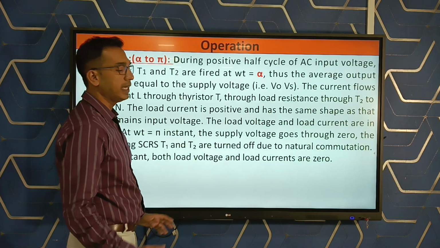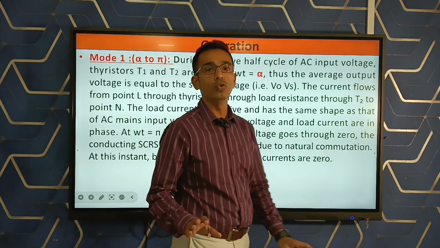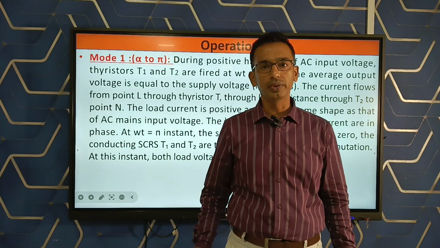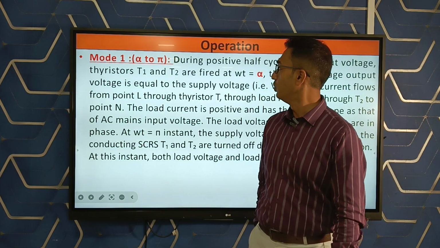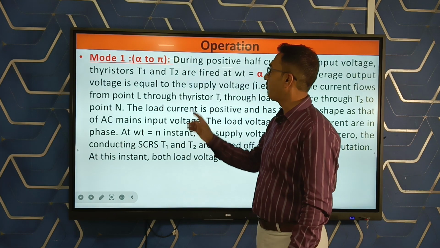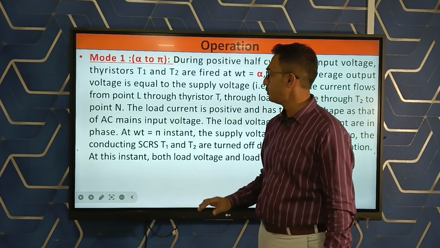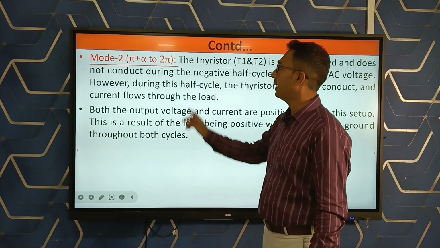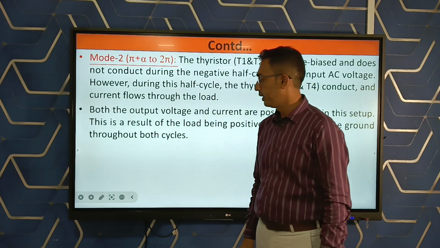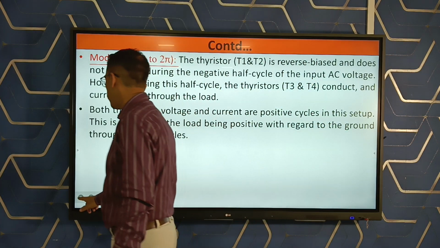Now coming to the mode of operation. Like your half wave rectifier, there are 2 modes of operation, mode 1 and mode 2. Mode 1 is from alpha to pi, and mode 2 is from pi plus alpha to 2 pi. First, mode 1.